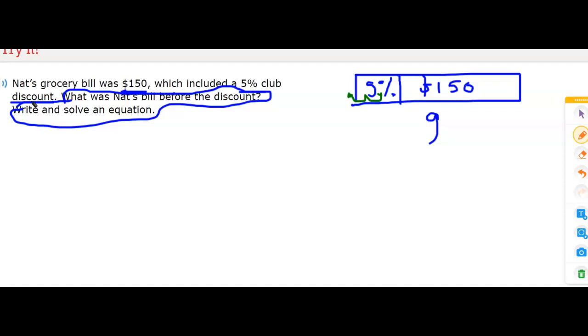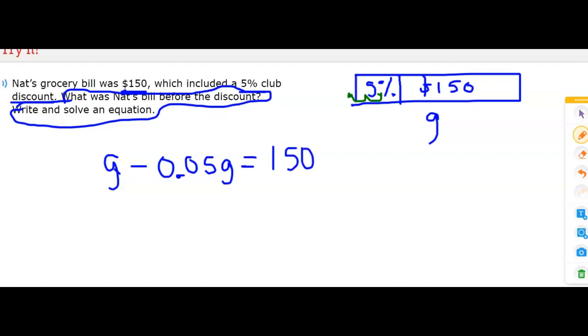So I'm going to write my equation, and it would be G minus, because G stands for our total grocery bill, 5% times G, because to find the percentage off, you have to multiply the percentage times the total, equals, how much was it? $150. $150 total.